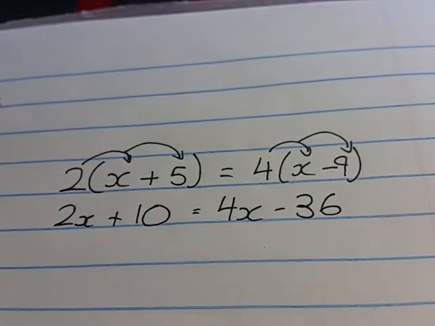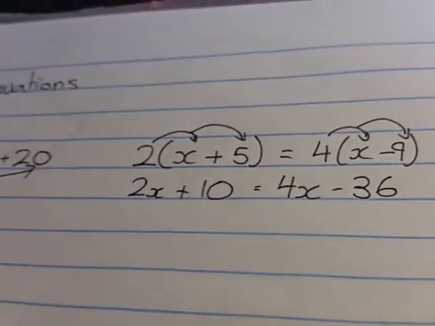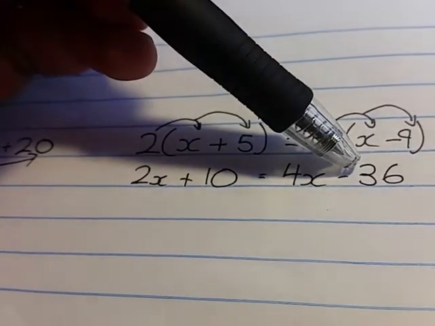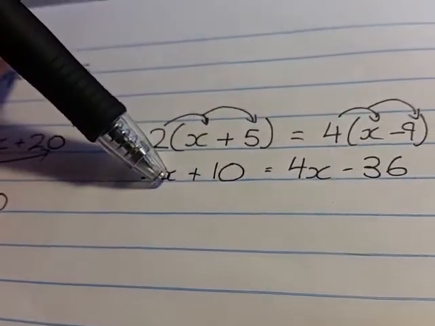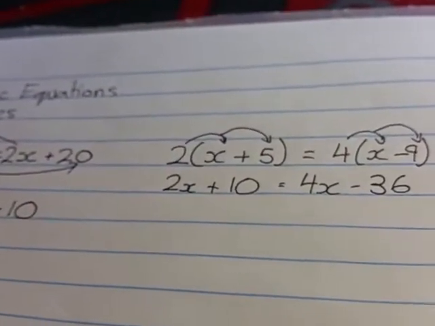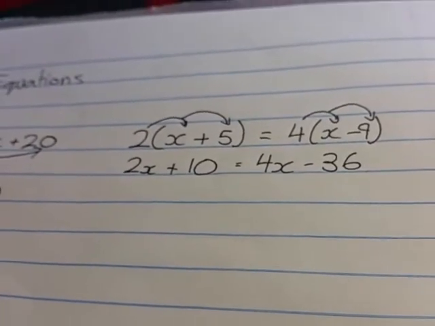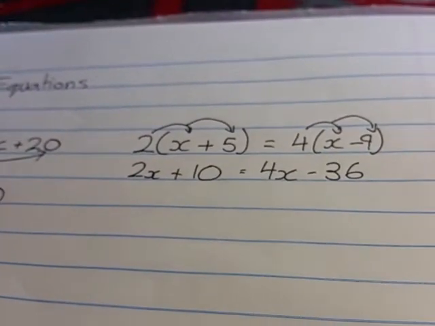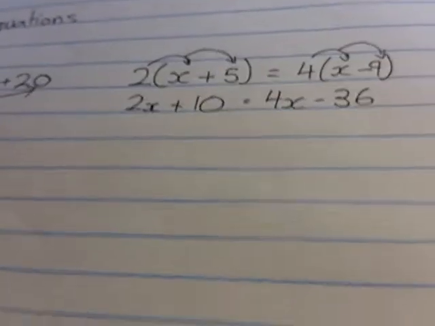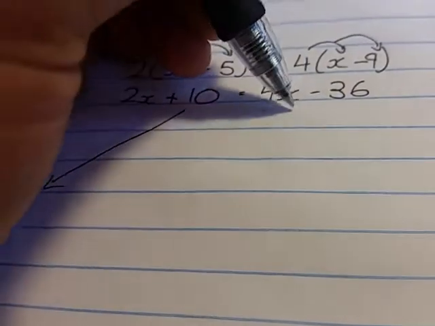Now, from there begins the debate. Do you bring the 4x onto this side and thus taking the 10 over there? Or do you bring the 2x onto that side and put the negative 36 over there? The answer, it doesn't matter. As long as you put the variables on one side and then you put the numbers on the other. And just to show you, I'm going to do this one both ways.